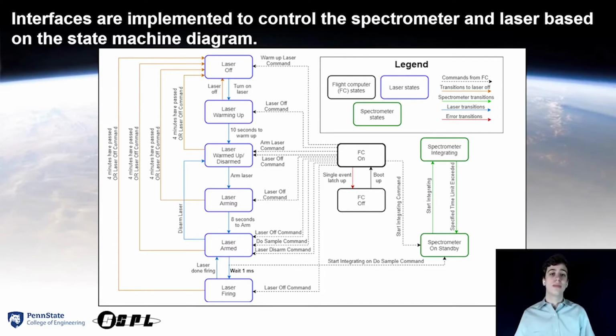The left side of the diagram showcases the commands we use to change the states of the laser. Based on this, we created a laser library to interface and control the laser with our flight computer. We also developed libraries to simulate laser actions to rigorously unit test our laser library in flight computer operations. Now to the right side of the diagram, this showcases the commands we use to change the states of the spectrometer. For this, we use an open source library, Seabreeze, to control the spectrometer.